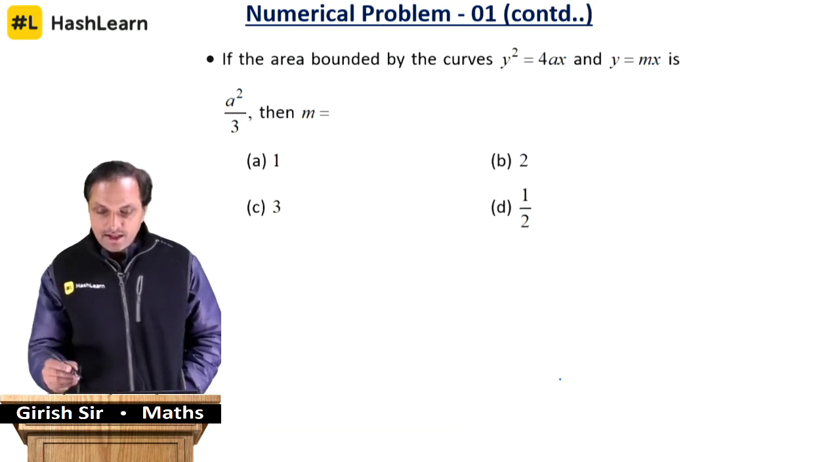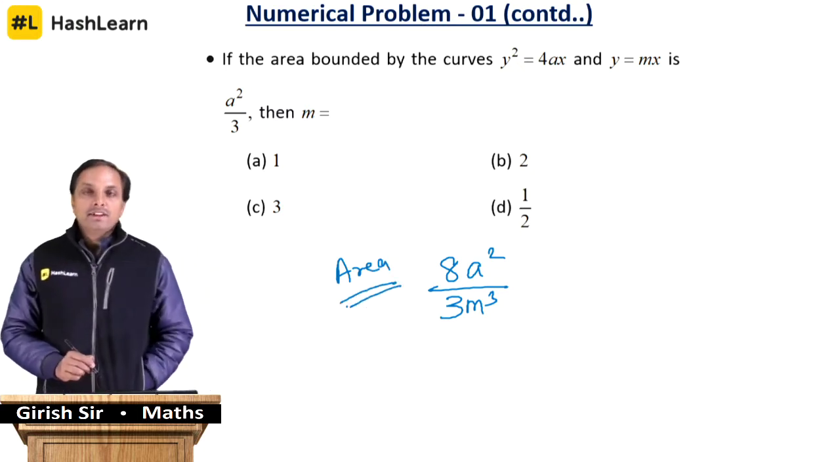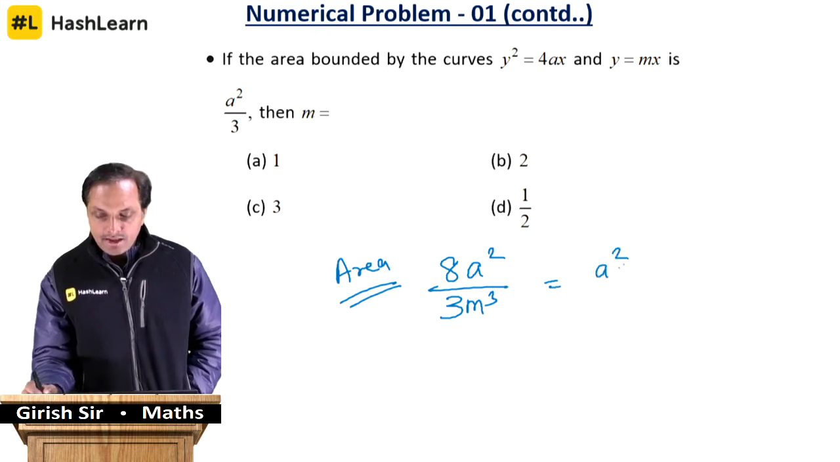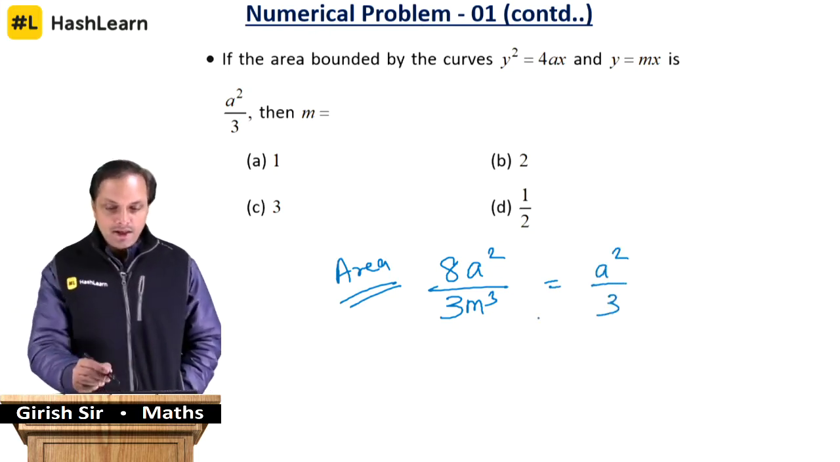Okay, I'll take the next slide. 8a square by 3m cube. This is your standard area. He has given this area as a square divided by 3. That is what the area is.